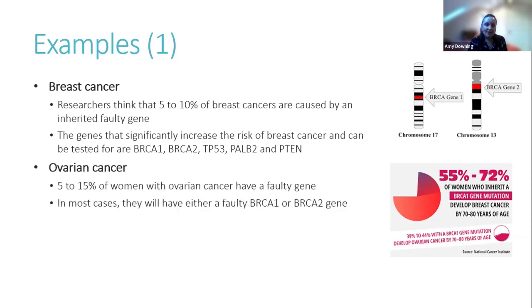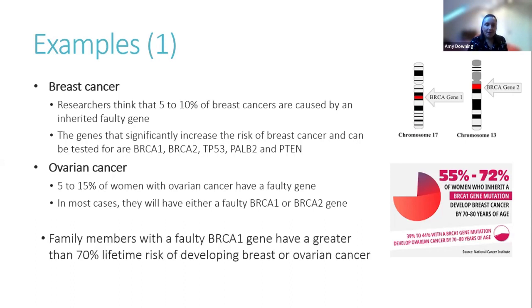And similarly, for ovarian cancer, it's estimated that around 5 to 15% of women with ovarian cancer have a faulty gene. And in most cases, this is also related to a faulty BRCA1 or BRCA2 gene. Family members with a faulty BRCA1 gene have a greater than 70% lifetime risk of developing breast or ovarian cancer. And this is why some women take the decision to have a prophylactic mastectomy or to have their ovaries removed, because they know that they have this really high chance of developing cancer in their lifetime.